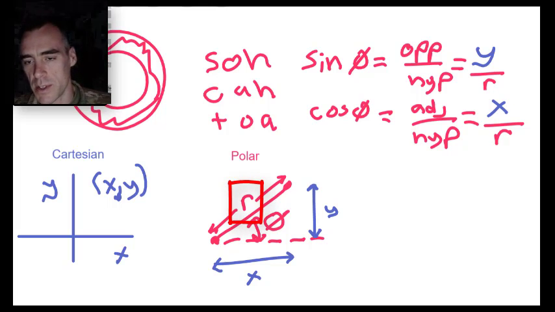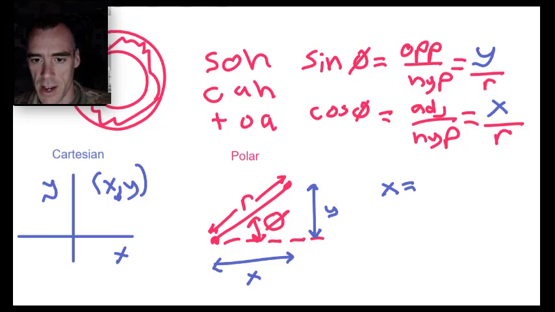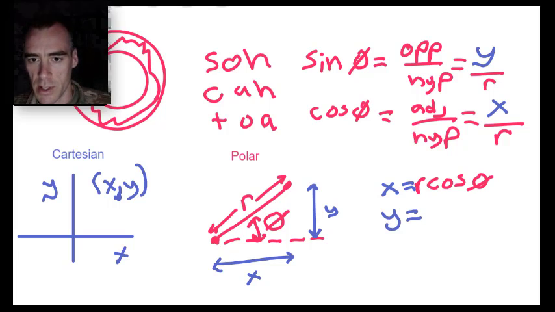So what we can do here is solve for x and y, and that sets up our conversion. Based on this, we can find x and y, where x is going to equal r times cosine of theta, and similarly y is going to equal r times sine of theta.